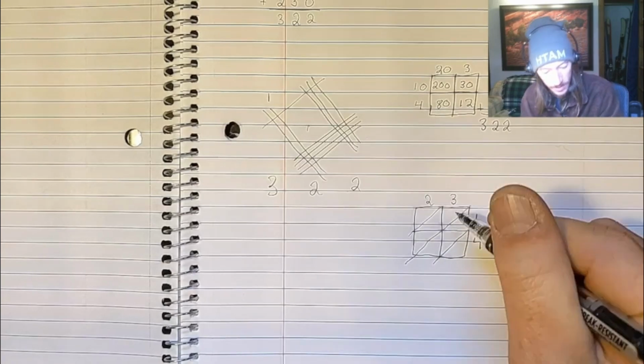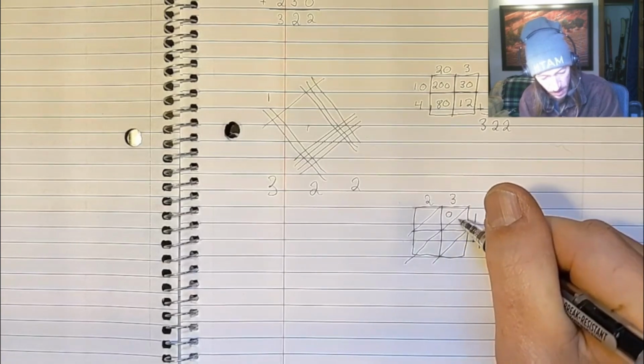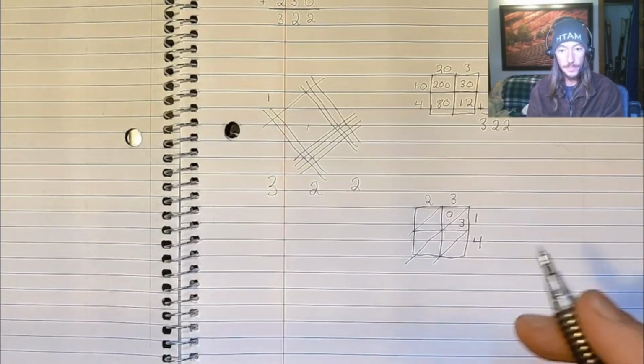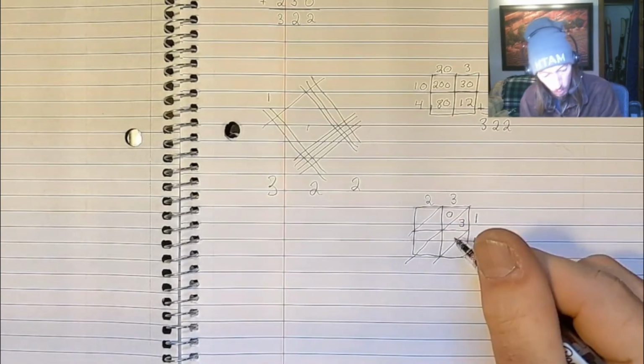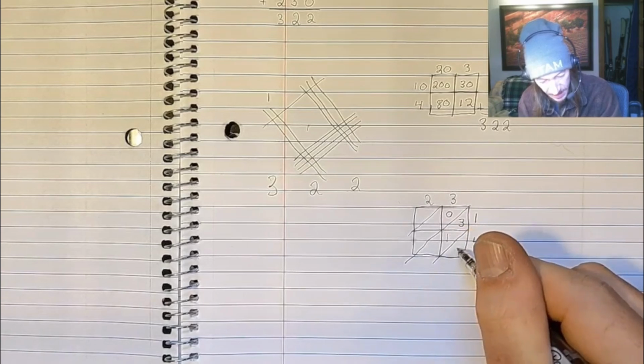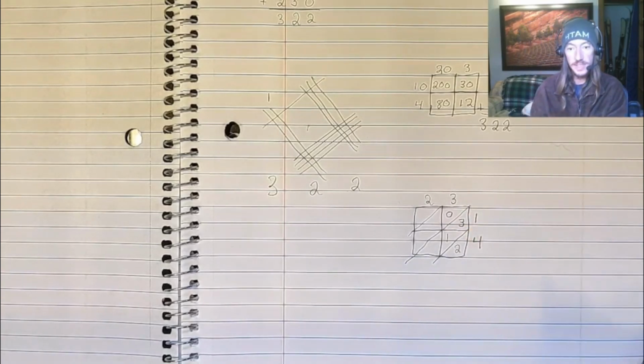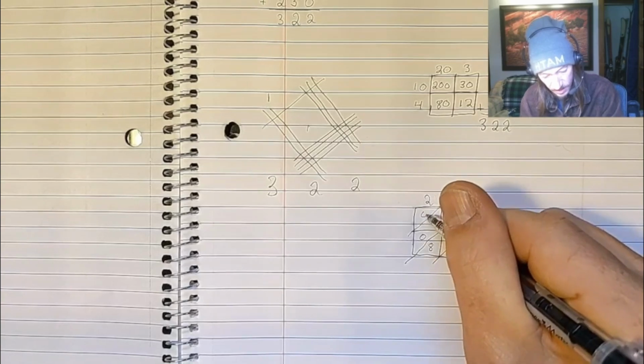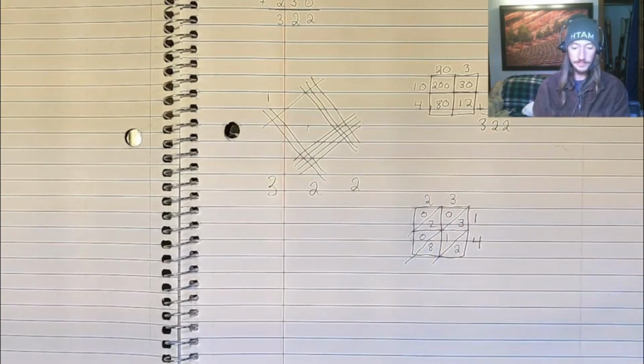So 3 times 1, I record as 0, 3. Units in the bottom, tens in the top. 4 times 3 is 12, so that's a 1 in the tens and a 2 in the units. 4 times 2, 0, 8. 2 times 1, 0, 2.